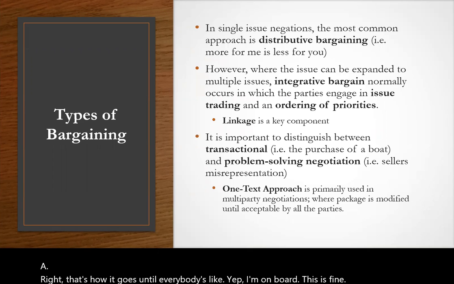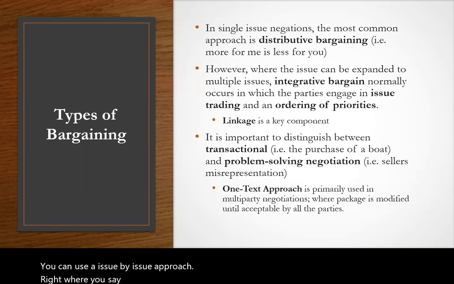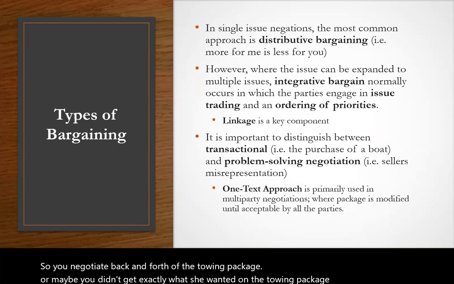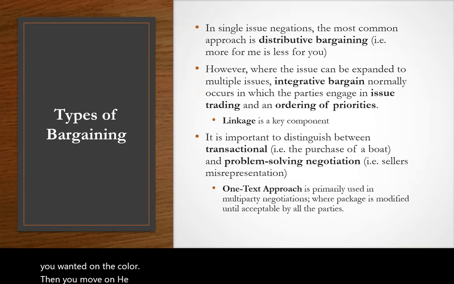You can use an issue by issue approach, right? Where you say, okay, first issue is color. And you negotiate back and forth on the color. All right, next issue is it needs a towing package. So you negotiate back and forth on the towing package. Well, maybe you didn't get exactly what you wanted on the towing package, but you got what you wanted on the color, right? Then you move on and you say, okay, it needs to be 4-wheel drive.